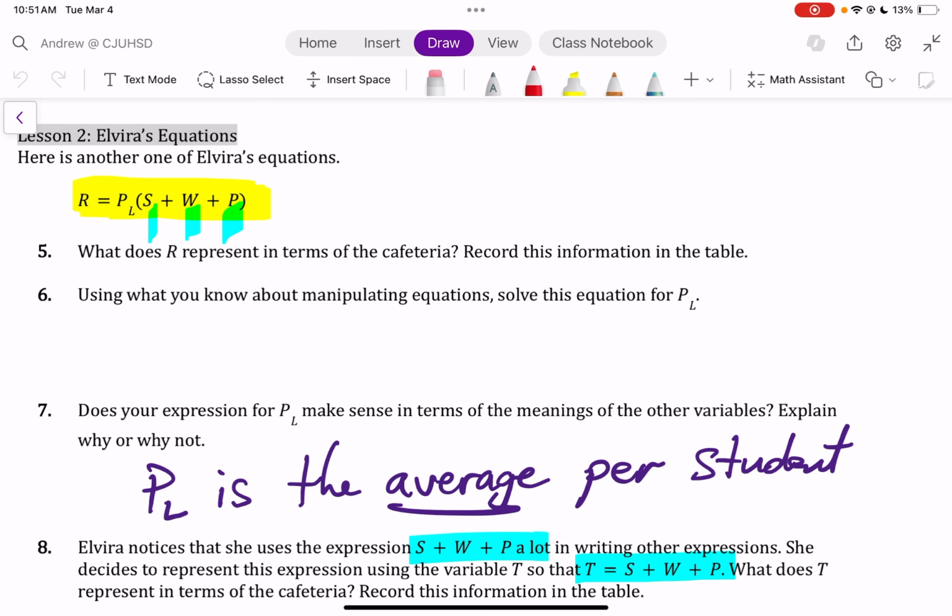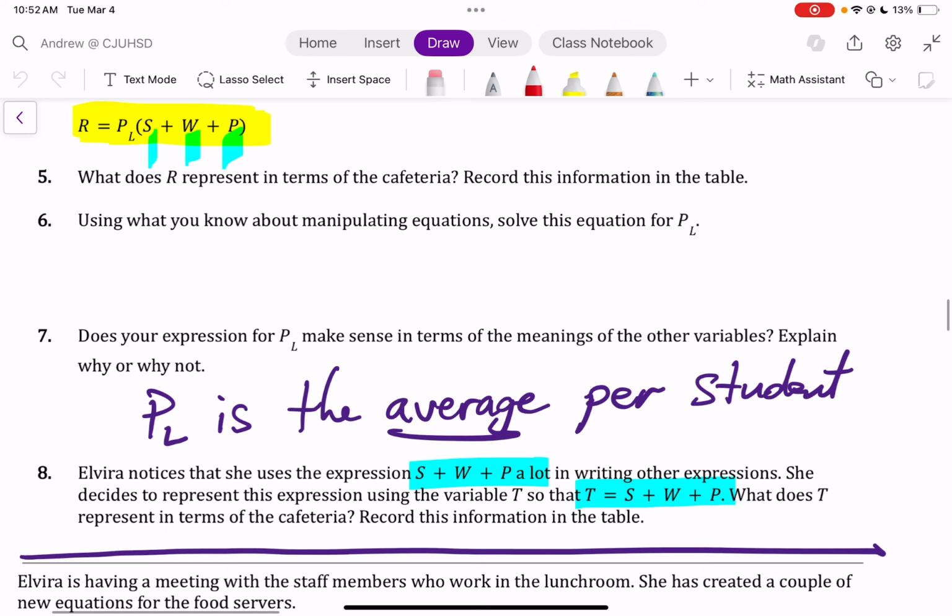Revenue R equals price per lunch times S plus W plus P. Whenever you have S plus W plus P, that means total students who went into the cafeteria. If we take that and multiply it times the price per lunch, that gives us all the money that the cafeteria collected. R is for revenue, and revenue means the money that the cafeteria brings in, or the money that any business brings in.